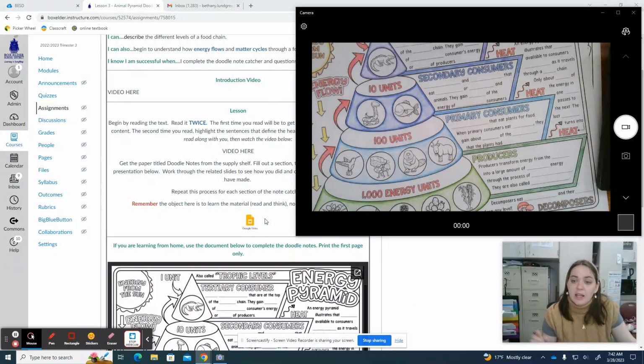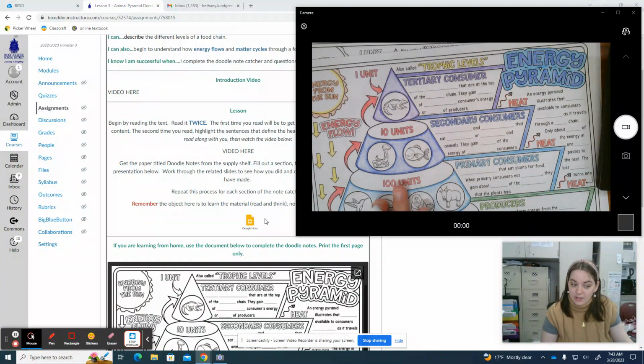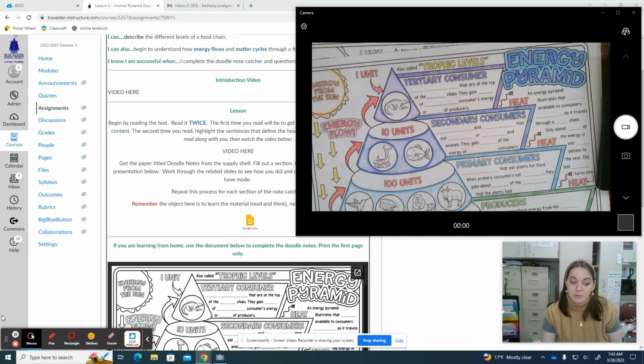You can have a little break, color this paper, and then once you're done with both sides and coloring, you may turn this in and move on to the next lesson.